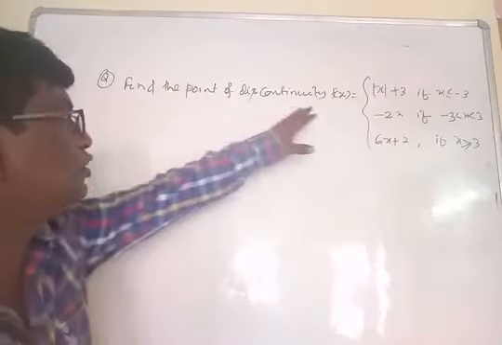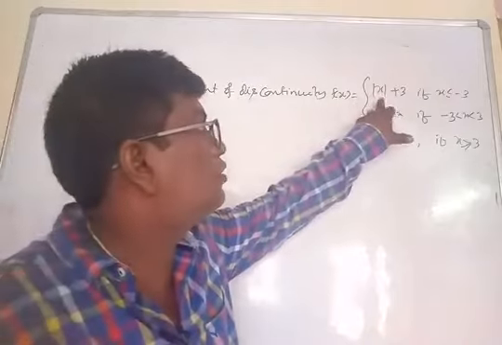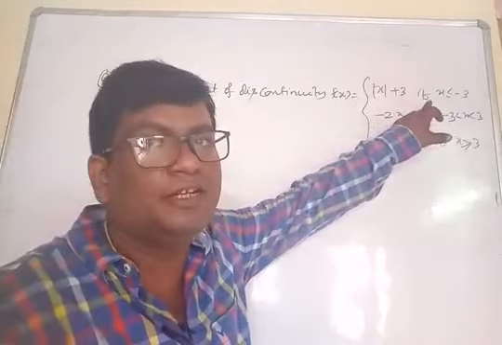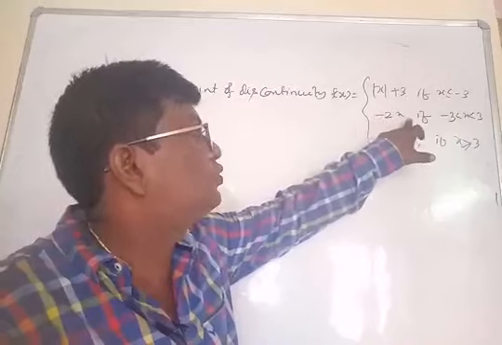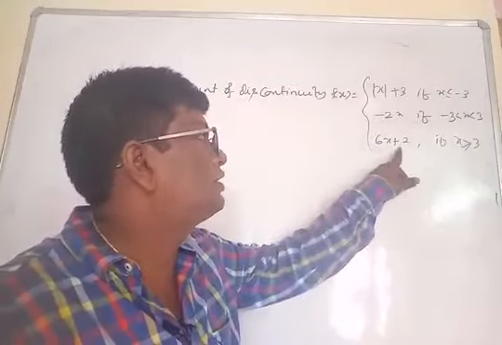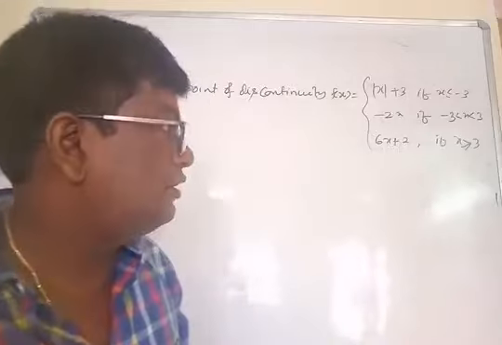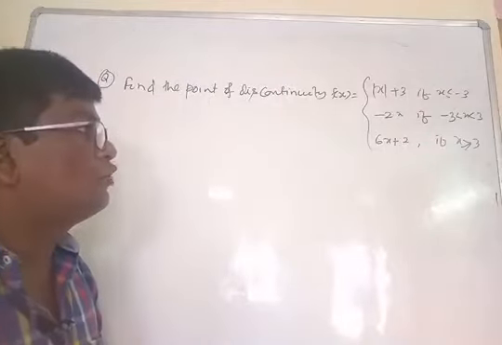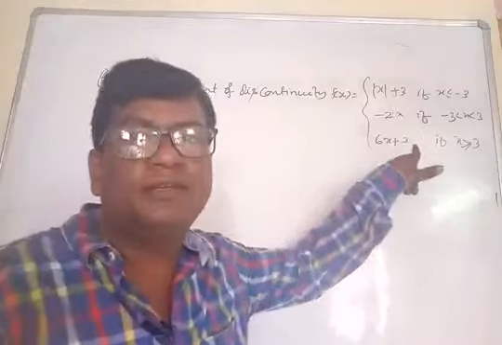Find the points of discontinuity of the function f of x is equal to mod x plus 3 if x less than or equal to minus 3, minus 2x if minus 3 less than x less than 3, 6x plus 2 if x greater than or equal to 3. Here the doubtful points are minus 3 and plus 3.